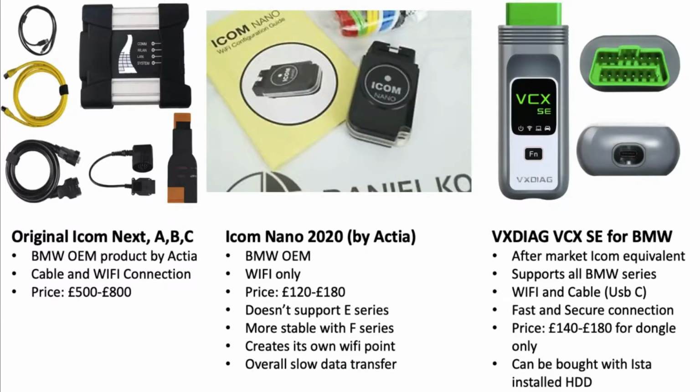Other options are the original ICOM Next, A, B, C, depending on the series you're using, but this should do all of them. It's quite pricey, a BMW OEM product. It has a cable and Wi-Fi connection, which is quite painful to set up, really. The next one just came out this year sometime, if I'm not wrong, which is called ICOM Nano. You get a Wi-Fi only version with this one. The price is fairly good compared to the original one.